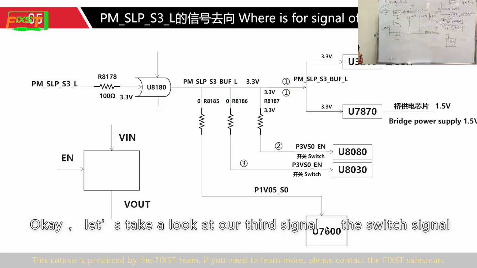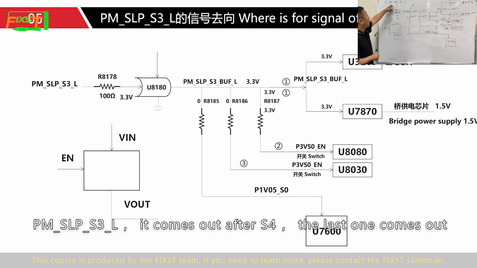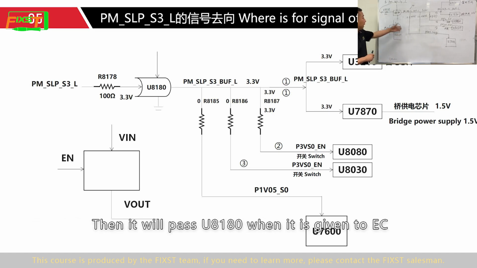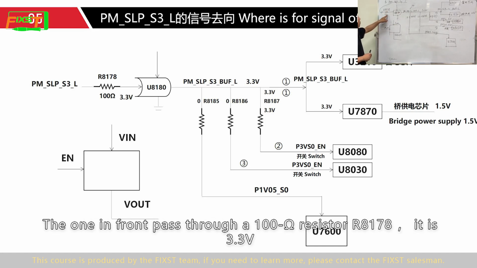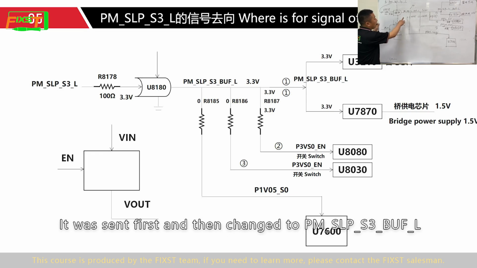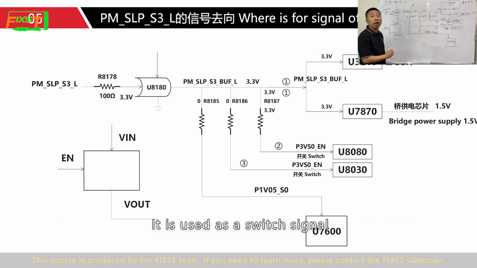Okay, let's take a look at our third signal, the switch signal. PM_SLP_S3L comes out after S4, and it is the last one to come out. Then it passes through UA1AO when it is given to the EC. The one in front passes through a 100 ohm resistor, RA17A. It is 3.3V. It is sent first and then changed to PM_SLP_S3BUFL. It is used as a switch signal.